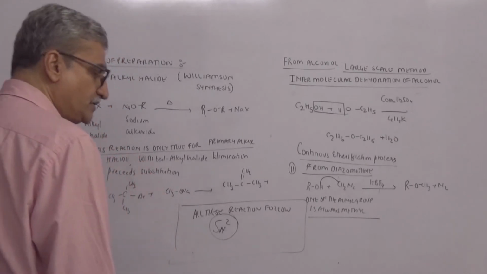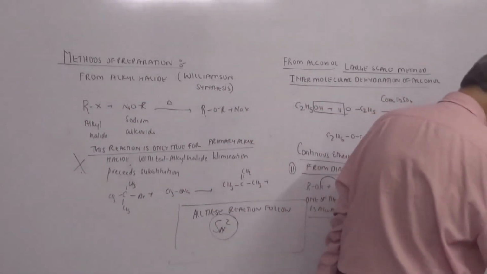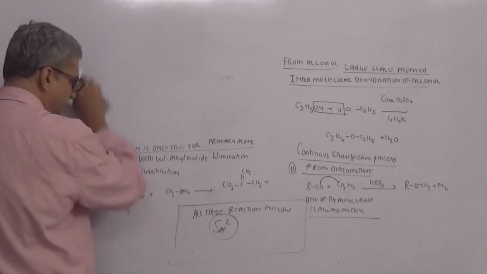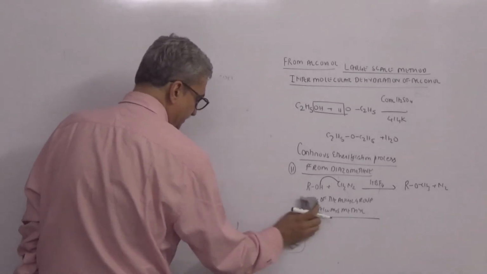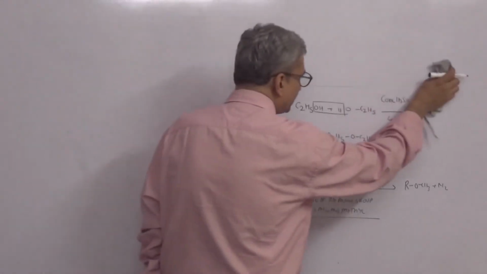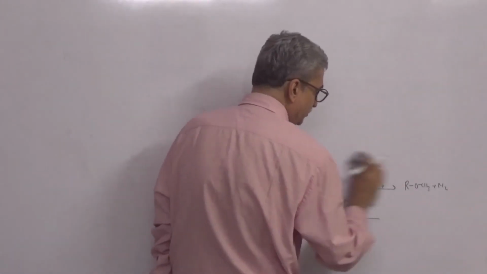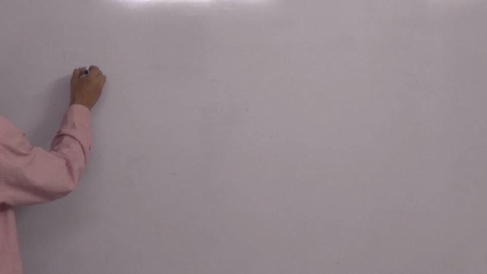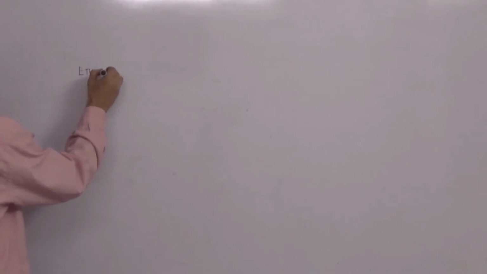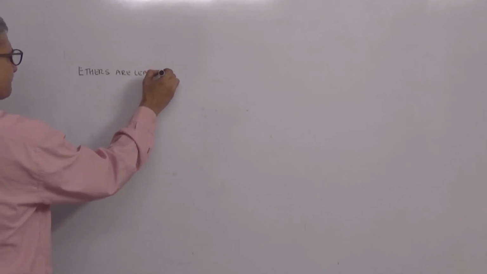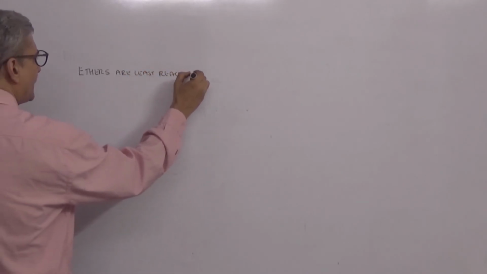Is this clear? So then ethers are least reactive. So why are ethers least reactive? That's why it's a popular solvent, no? It is used as a solvent. So why are ethers least reactive? An MCQ can be made on that too, so how do we answer it? Is this clear? So we have ethers are least reactive chemically.